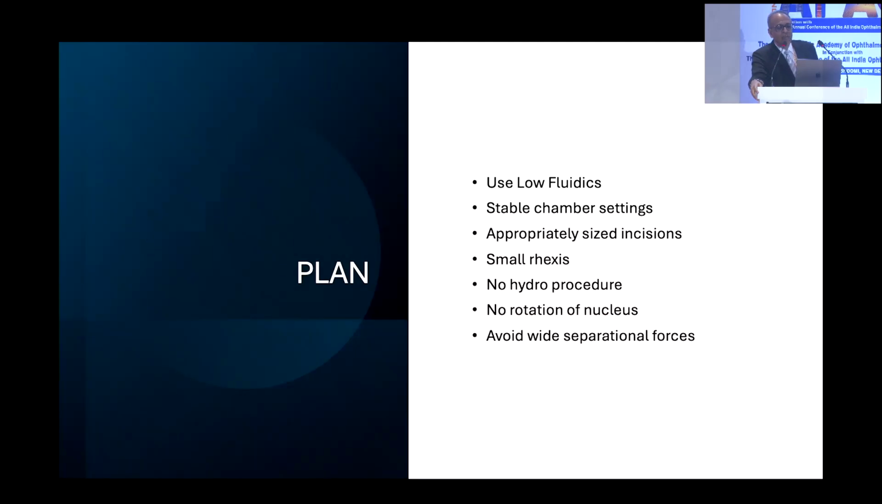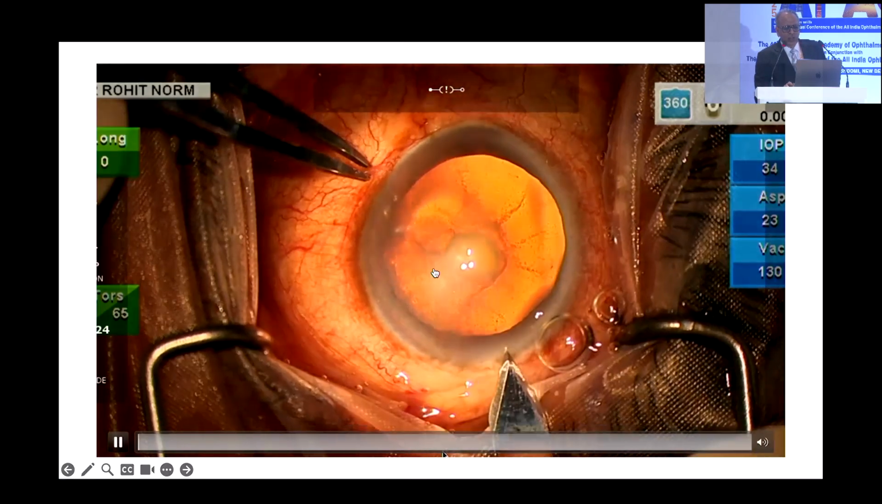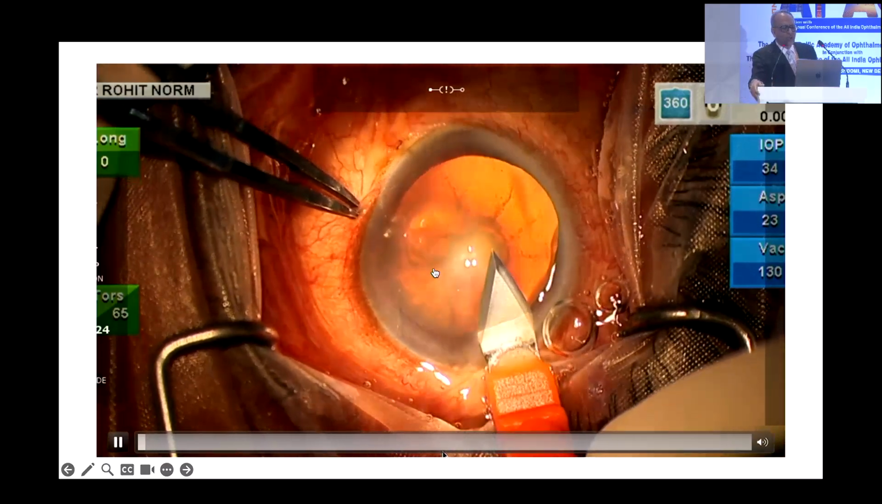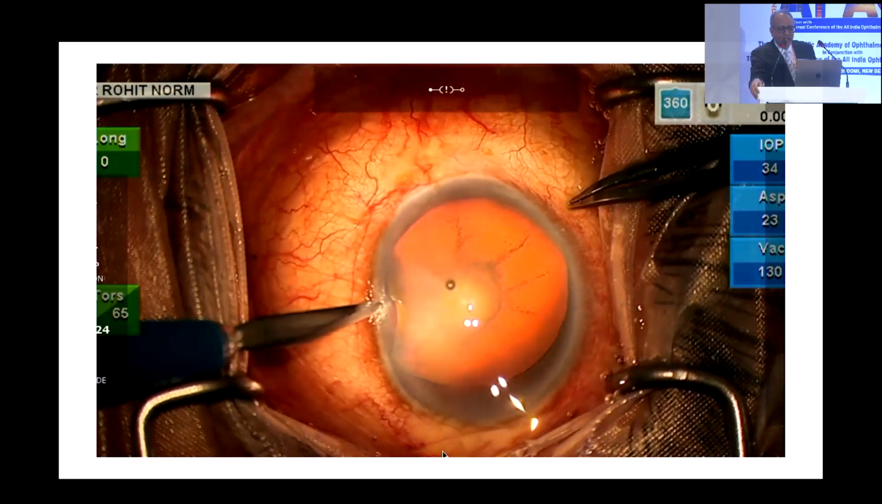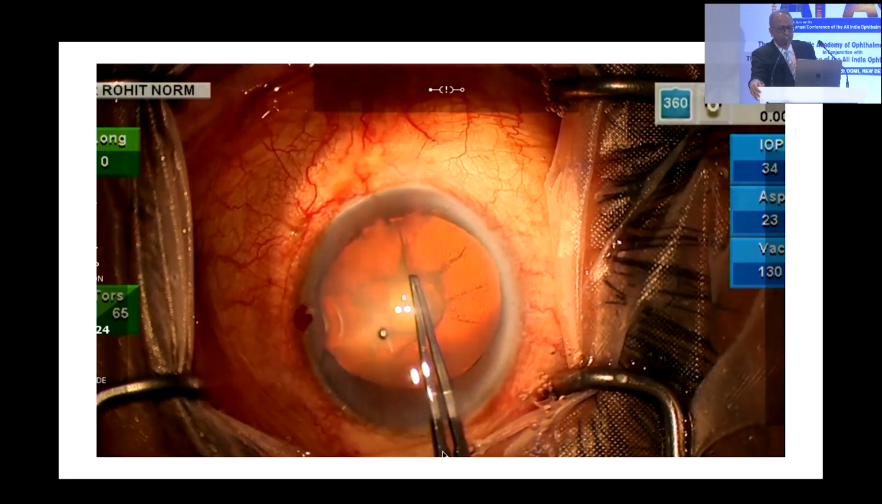So the plan usually in our cases is that we use low fluidics, stable chamber settings to our advantage, appropriately sized incision, small rhexis, no hydro procedure, no rotation of nucleus, and avoid separational forces. So now I would like you to see how, by using low IOP, we can befriend the anterior hyaloid phase.